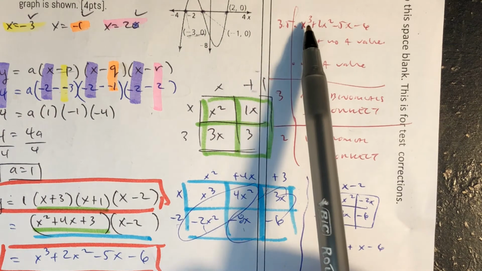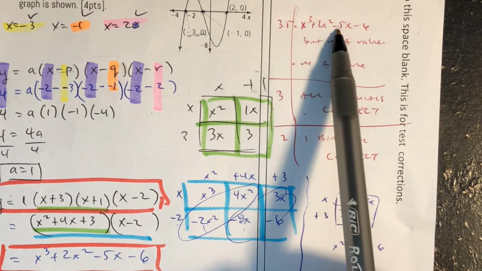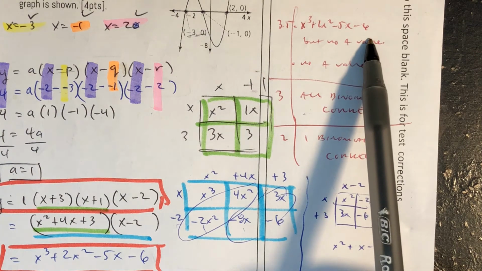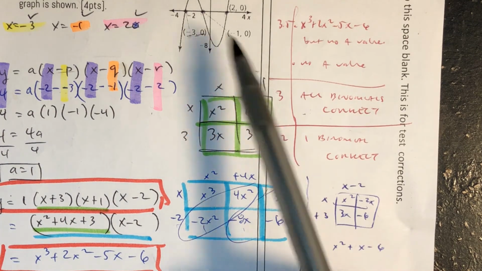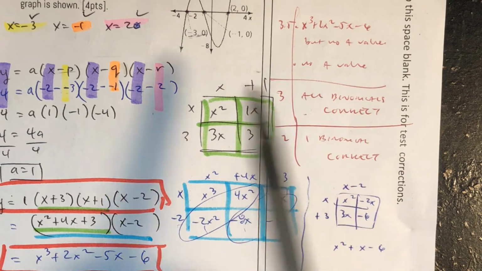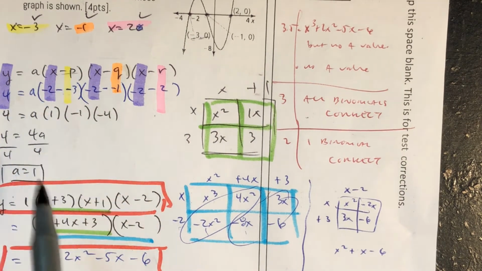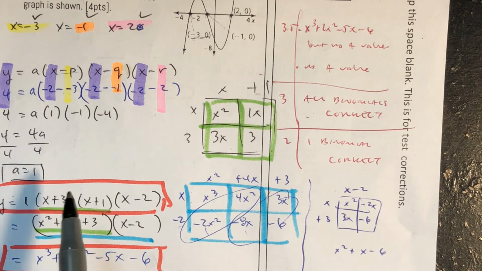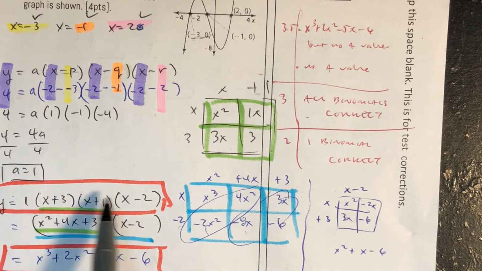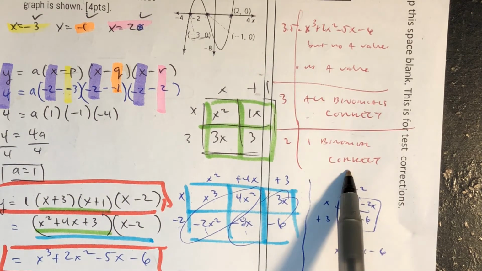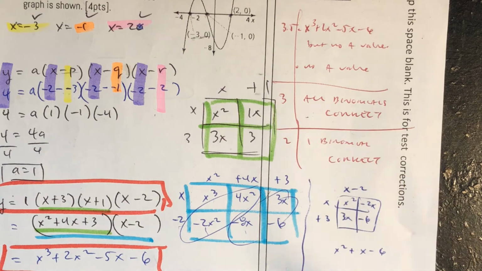3.5 points if you got x cubed plus 2x squared minus 5x minus 6, but no a value. You have to prove what the a value is, 1. So no a value. 3 points if all your binomials are correct, just like the previous problem. And if you got at least one of those binomials correct, like x minus 2, then I give you 2 points.